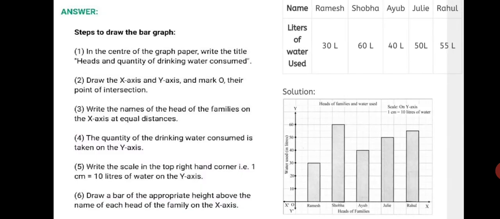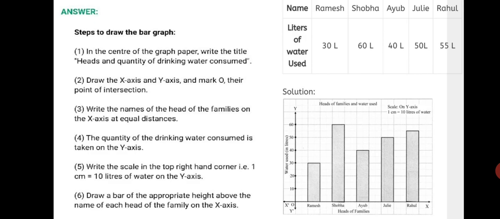So let's have a look at the graph. Heads of families and water used. You have given the first step as title. Second, draw the x-axis and y-axis. So see, leaving one box from down, we have drawn an x-axis, and leaving one box from the left-hand side, we have drawn a y-axis, one row. So leave one row each time you draw your x-axis and y-axis.